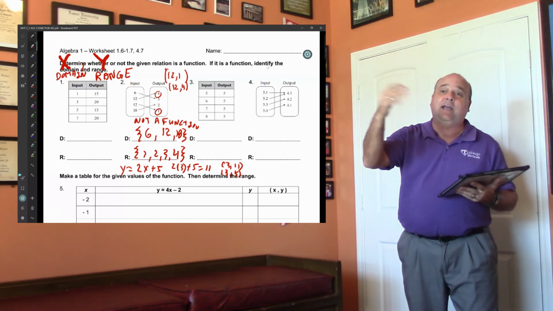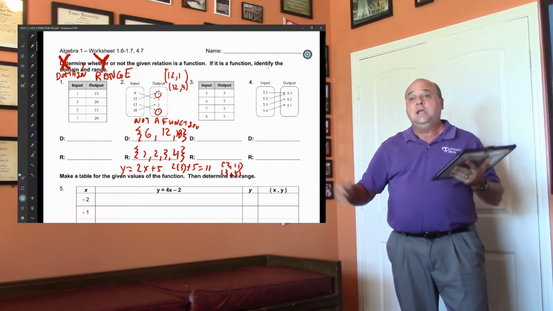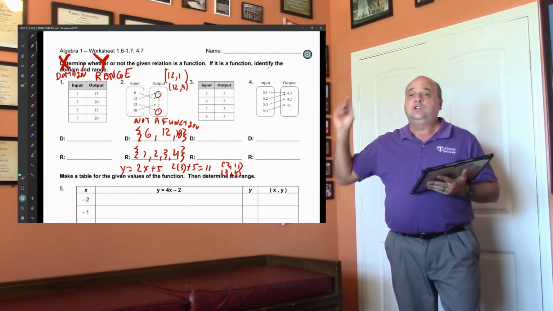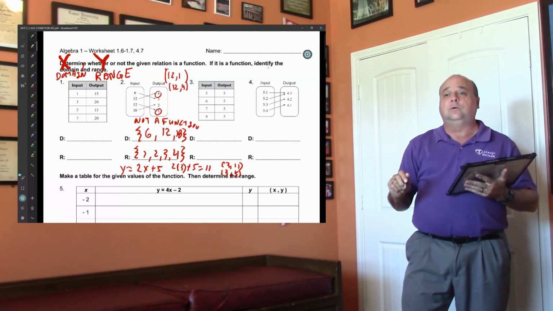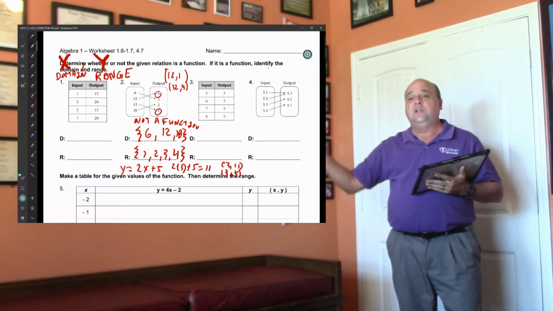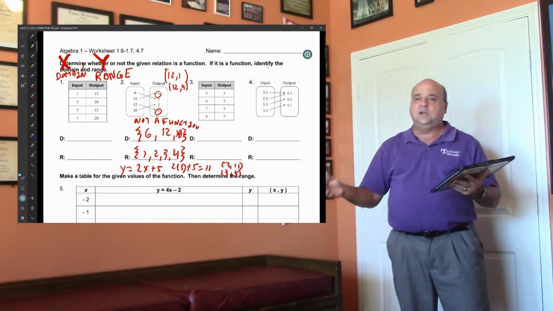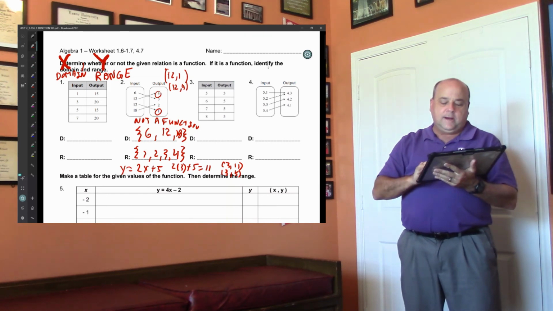That's why if the x repeats, it's giving you two different answers to the input. And so it's not a function. So a function is when a number that you plug in will only give you one answer, okay? So if I put 3 in, I'm not going to get two answers. So if the domain repeats, it's not a function. That's something you learned from last year. Let's go down to number 5.